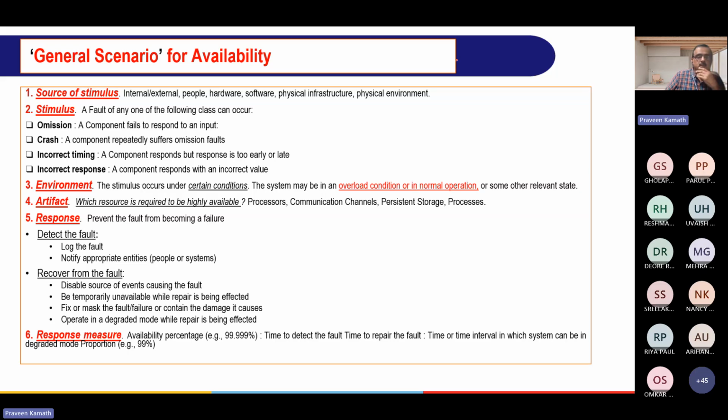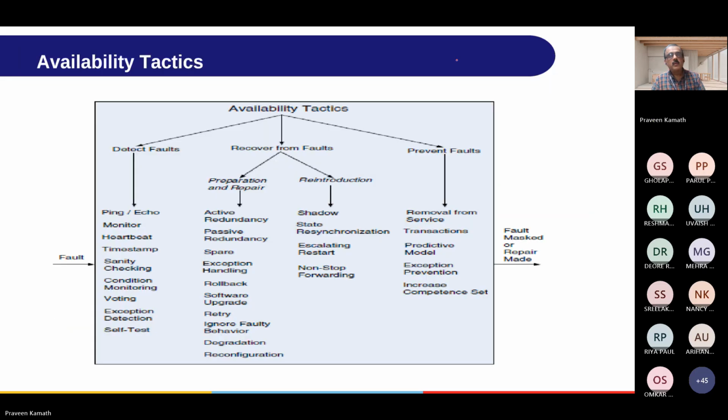Now, response measure. Availability percentage, example 99.999%. Time to detect the fault, time to repair, and the time interval in which the system can be in degraded mode, proportion, etc. Availability tactics.